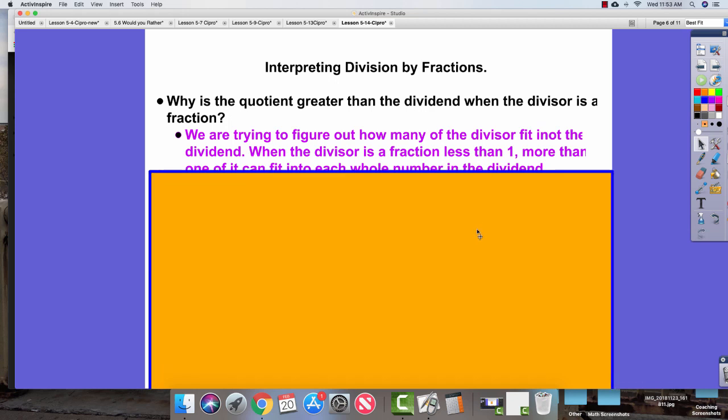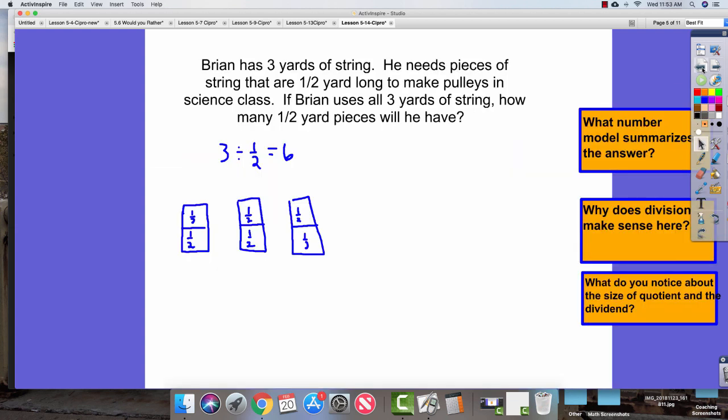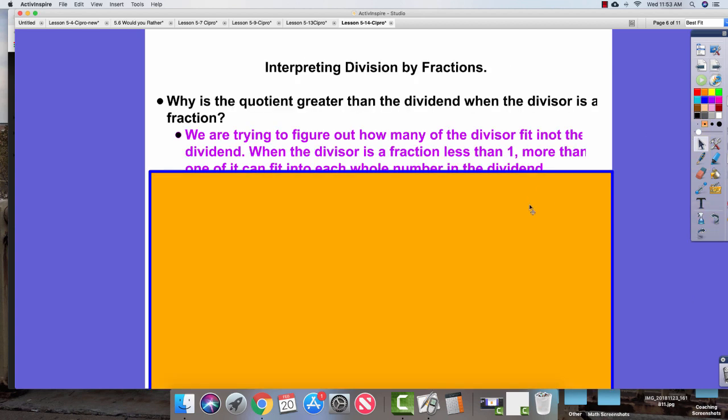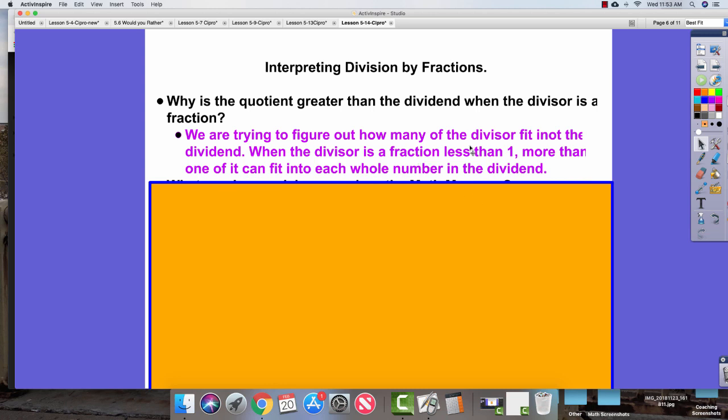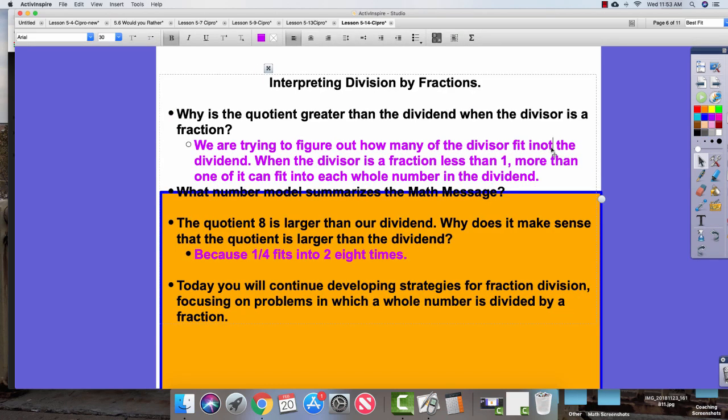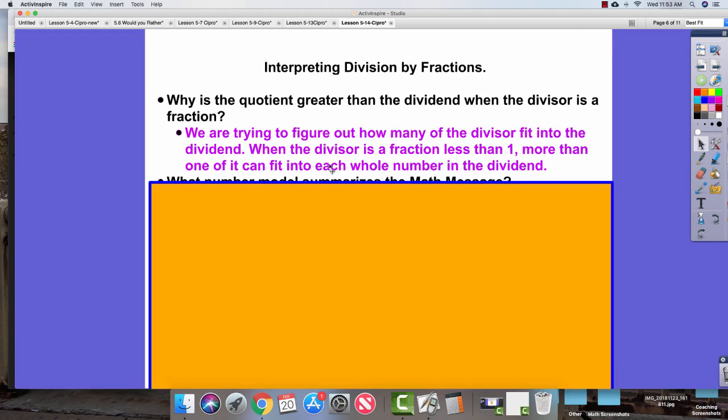Let's just go over these questions real quick before I show you another example. Some of you might be like, your minds might be blown. 3 divided by a half equals 6. My quotient is larger than what I had. When we divide, usually that's not the case. So what happened here? Well, we were trying to figure out how many of the divisor fit into the dividend. So when the divisor is a fraction less than 1, more than one of it can fit into the whole number dividend.